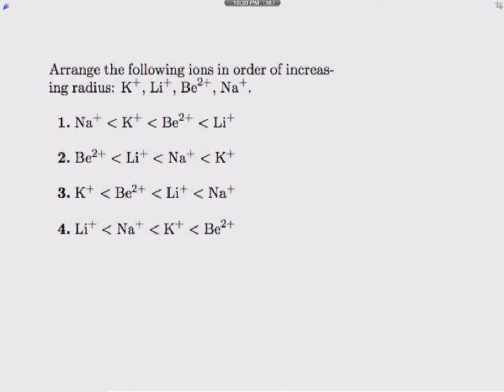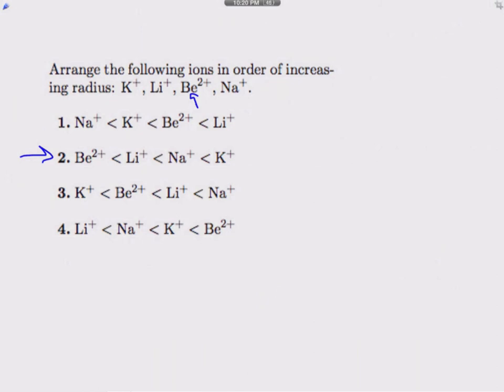Okay, so now we've got ions, and we want to arrange them in increasing atomic radius. So we want the largest radius at the end. The first thing to look at is the fact that beryllium with a charge of +2 is going to be the smallest, because the more electrons that are given up, the more the remaining electrons get pulled in. So that right away tells us it's going to be this choice.